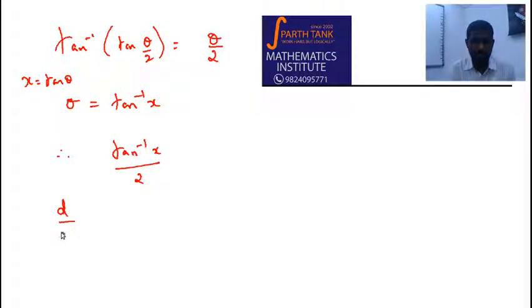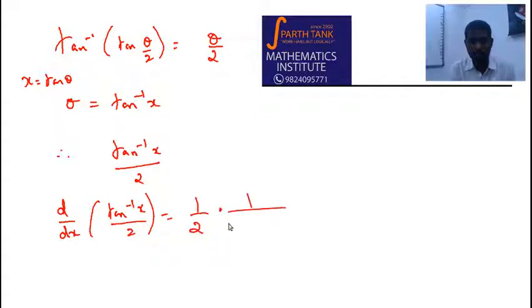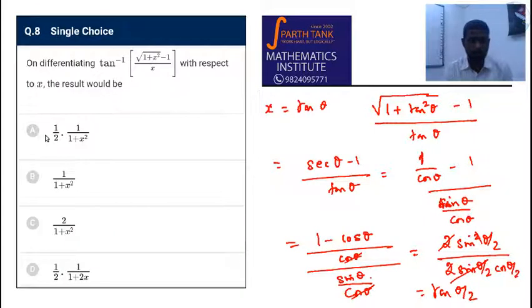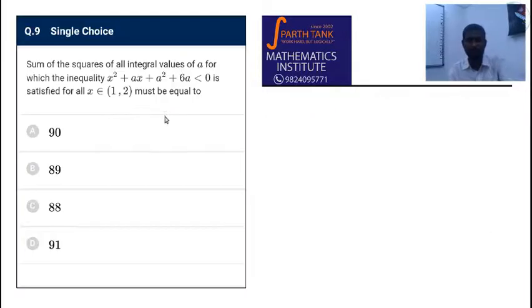So differentiating this with respect to x, I get 1 by 2 times 1 by 1 plus x squared. Okay, 1 by 2 times 1 by 1 plus x squared is option A. So question number 8, option A is the correct answer. Very simple. Take x is tan theta and you have simplified the whole thing.